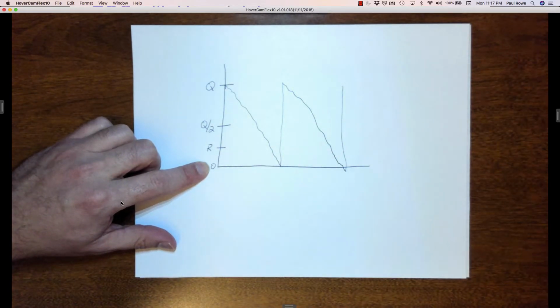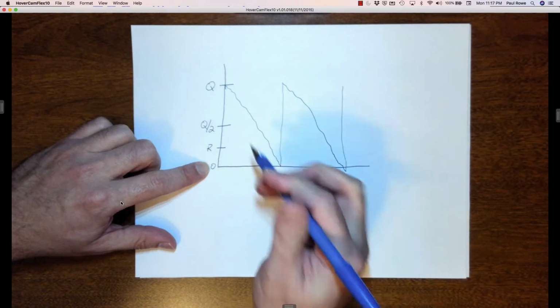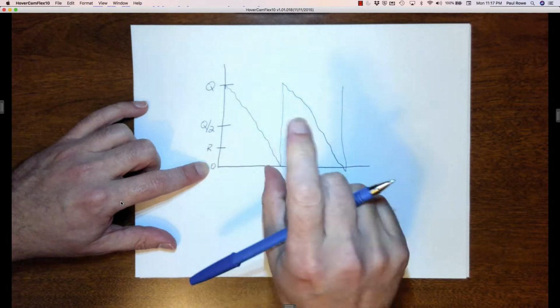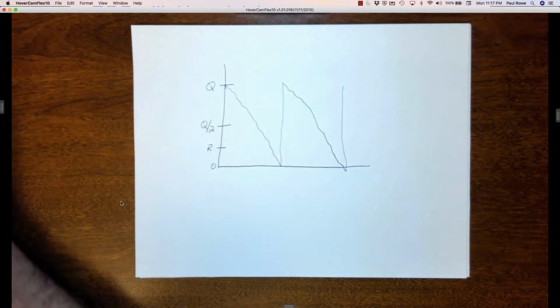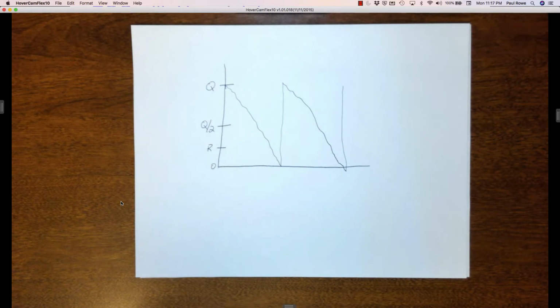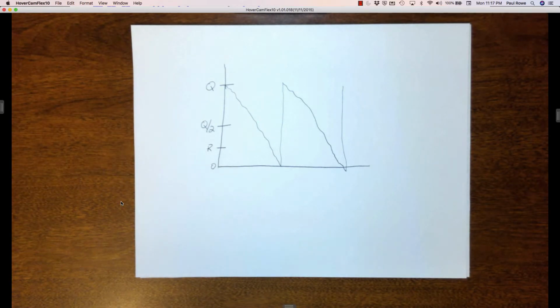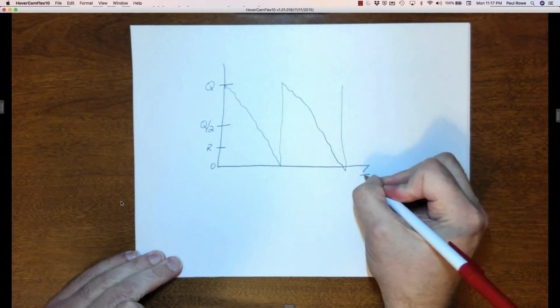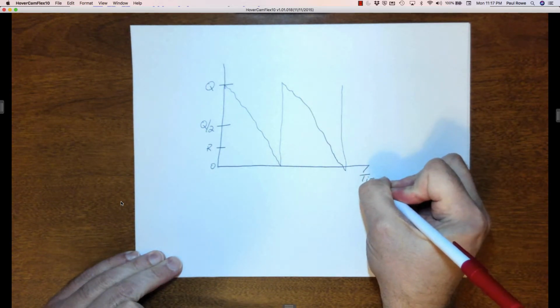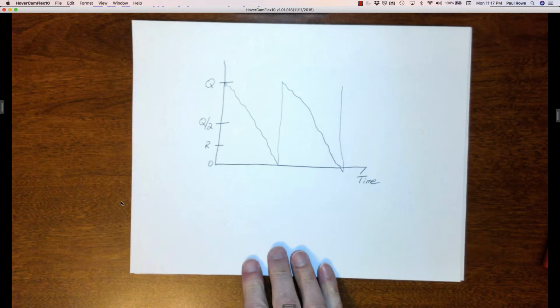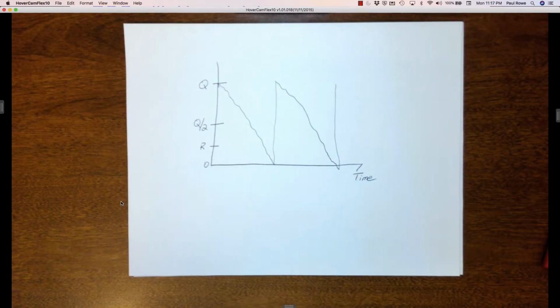Well, let's go ahead and introduce some safety stock into this. So safety stock is a quantity. There's no time unit associated with safety stock, just like with Q or R or even Q over 2. There's no time unit associated with it. Okay?